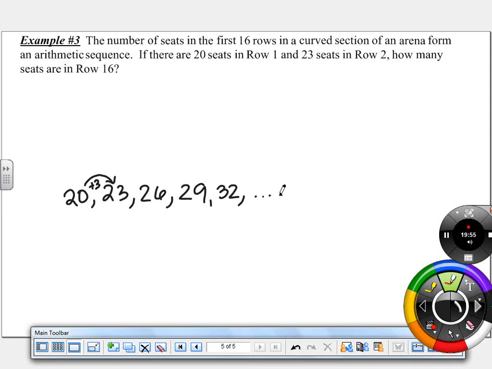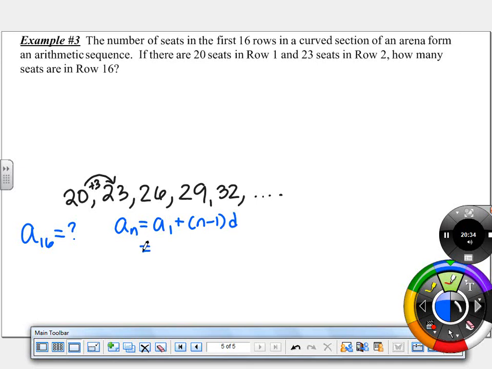So then looking at this sequence, if I want to find out how many seats are in row 16, that really means I'm looking for the 16th term of the sequence. Now, I could continue writing out my sequence, but then that's not a good strategy if I want to find a really big term, like the 100th term or something like that. So instead, I would really like it if I had a rule where I could find a sub 16 by plugging in 16 for n. So that would prompt me to want to use, again, this rule that we saw that helps us write an explicit rule for the arithmetic sequence.